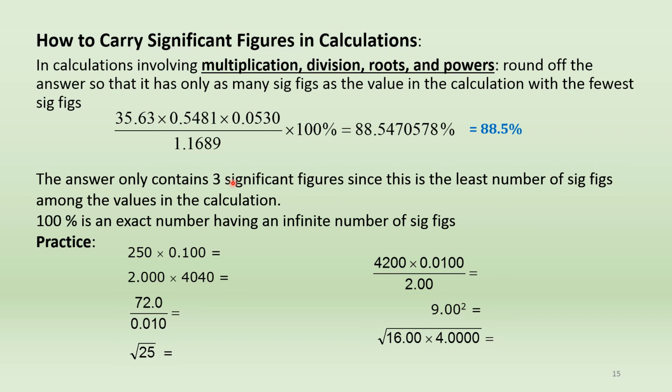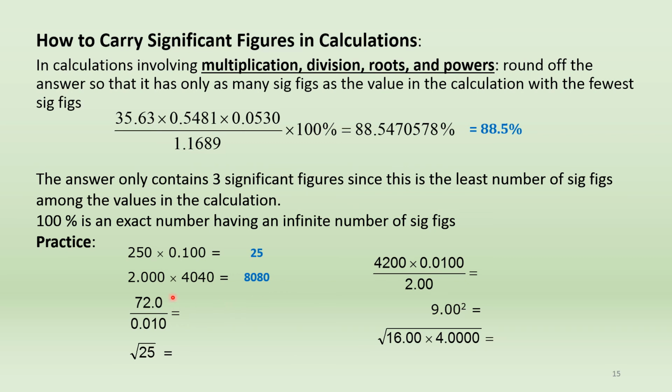If we multiply 250 with 2 sig figs times 0.100 with 3 sig figs, our answer will have 2 sig figs. Multiplying by 0.1 moves the decimal over one place. We'd report 25, which just has 2 sig figs. 2.000 with 4 sig figs times 4040 with 3 sig figs. We're going to double 4040 and we'll report 8080, which just has 3 sig figs. This final 0 is not significant because there's no decimal in the number.